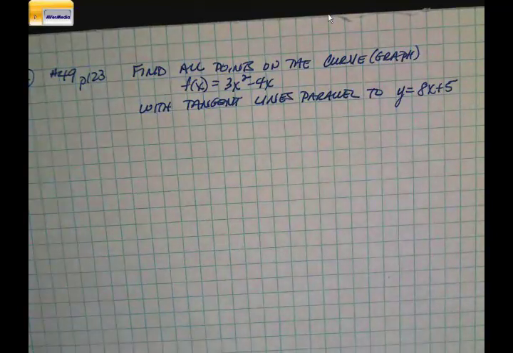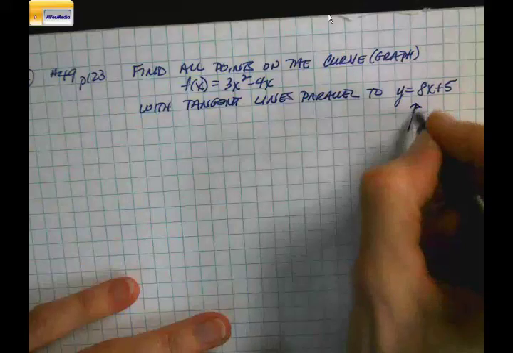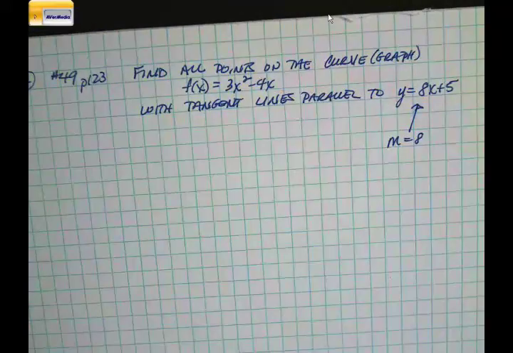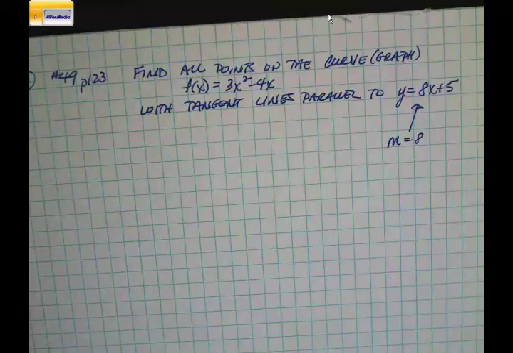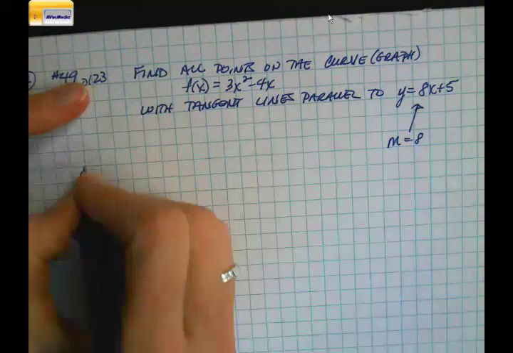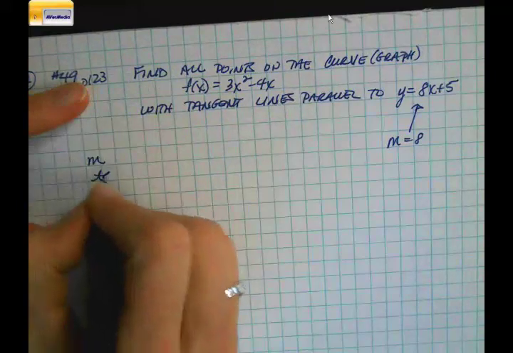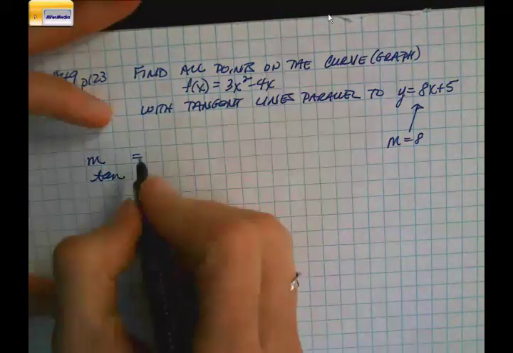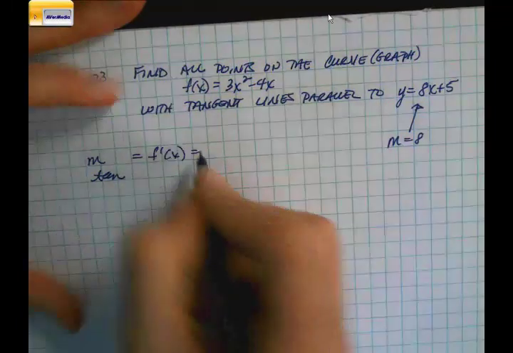So we know that the slope of this line, wherever it is, who cares, the slope of it is 8. So I want my tangent line to also have a slope of 8. So I need to find the slope of my tangent lines, and then when I find that slope, I'm going to set it equal to 8. Okay, so this is not bad. The slope of the tangent line is just the first derivative.